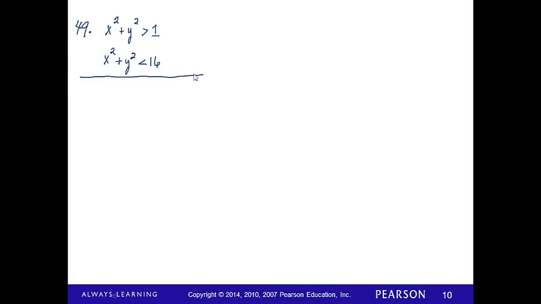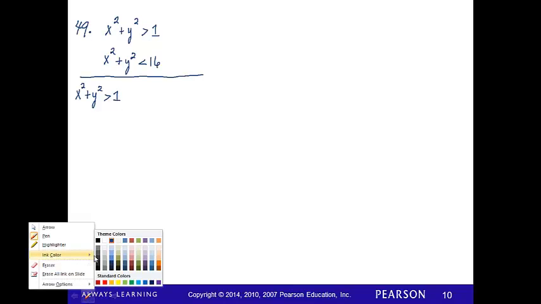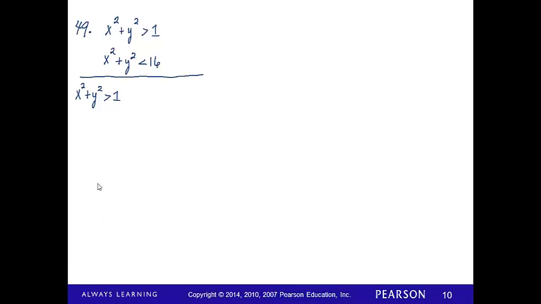Again, we want a graph, so let's go ahead and start with the first inequality that says x squared plus y squared greater than 1. Recognize it as a circle centered at the origin with radius 1. If not, use the x and y intercepts. So x-intercept is when y is equal to 0. First thing we should do is change the inequality sign to an equal sign, right?